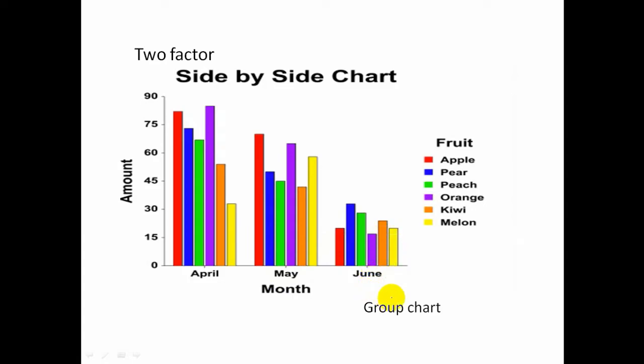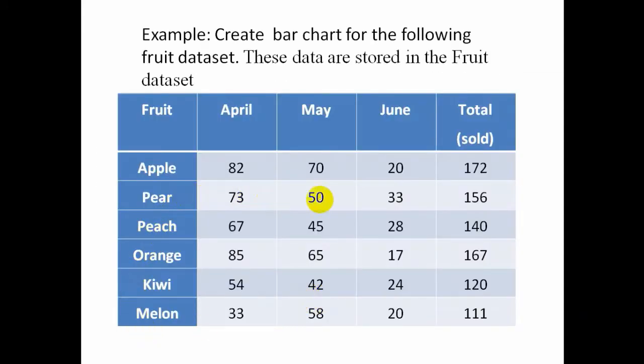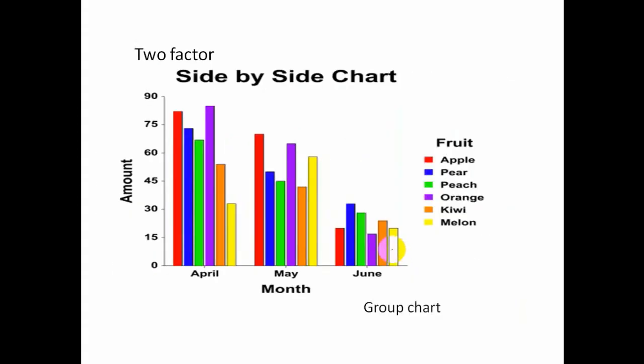This is actually called a group chart. You see over here, in the previous slides, in all the amounts, the largest amount is 85, and the smallest amount is 17. In this slide, the largest amount is 90, and the smallest starts from 0.